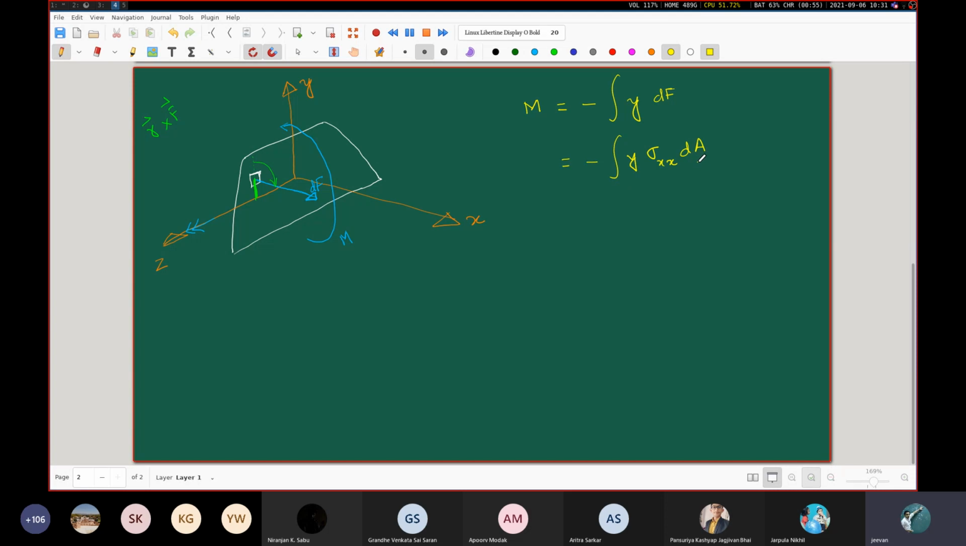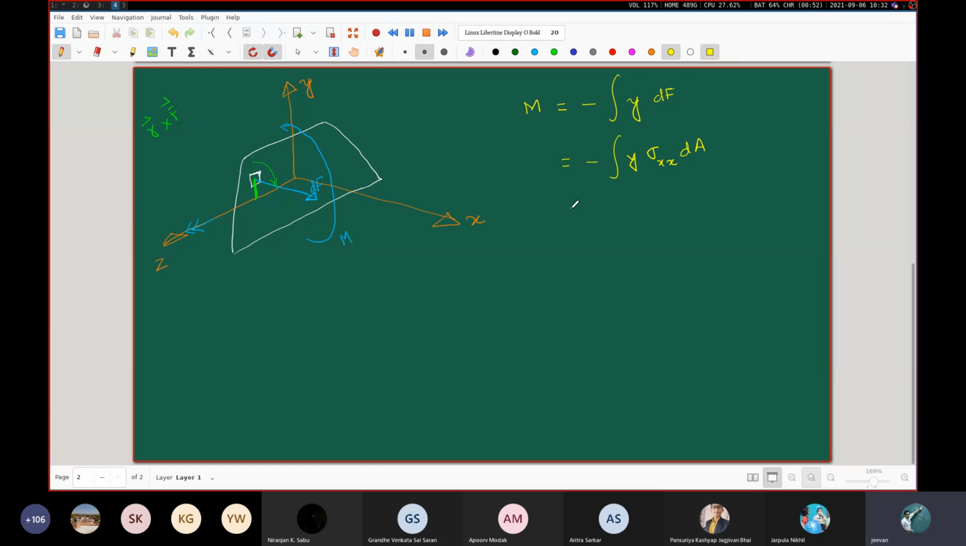We are considering this elemental area dA. On that elemental area, we have this sigma xx. So sigma xx times dA gives us this elemental force. This elemental force, sigma xx dA, times the y, the moment arm calculated from the z-axis to that elemental area, gives us the total moment over that elemental area. And when I integrate over the entire area of the cross section, I get the bending moment which is associated with this sigma xx distribution over the entire cross section.